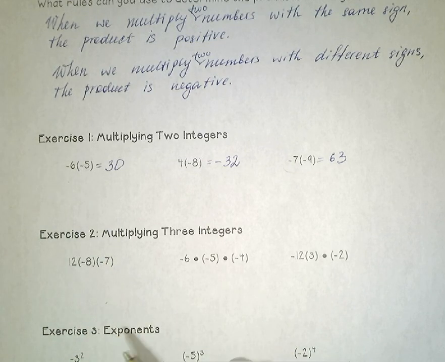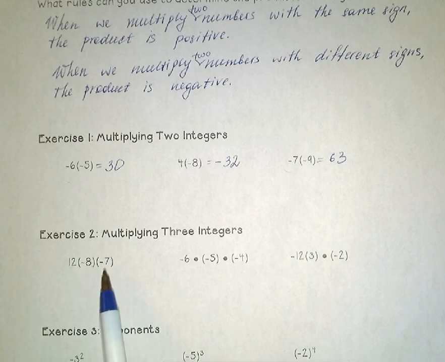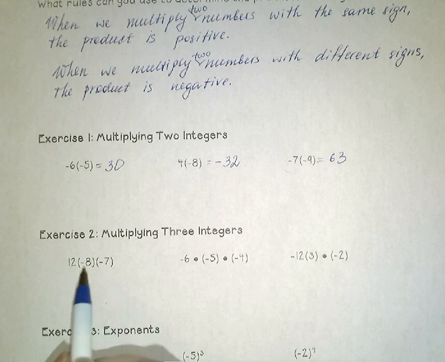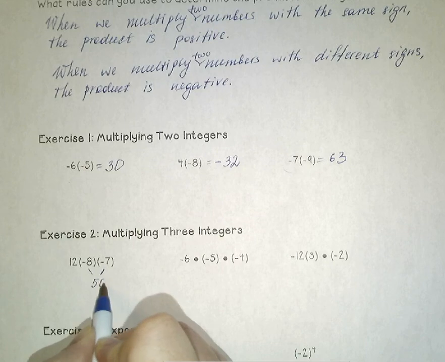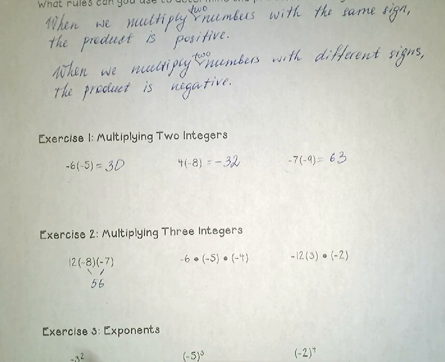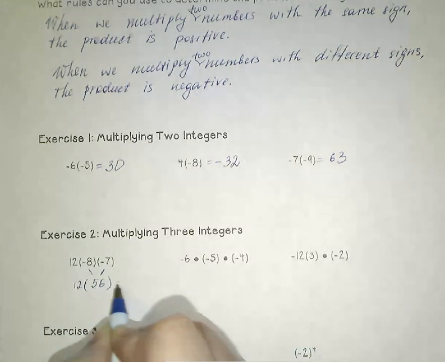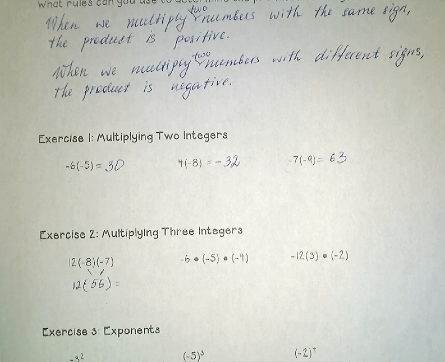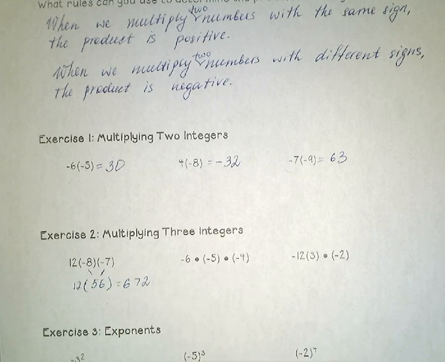Okay. Here I have different signs, right? I can say that my product is going to be negative because all the numbers are different. This one's positive, this one's negative, and this one's negative. But let's take a look at this. -8 by -7 will give me +56. So now what I need to do is to multiply 12 by 56, and that is actually going to result in a positive number. 12 times 56 is 672. Okay, see how that is different?